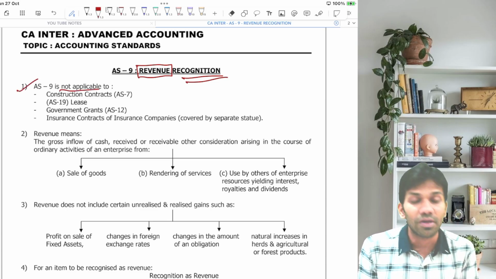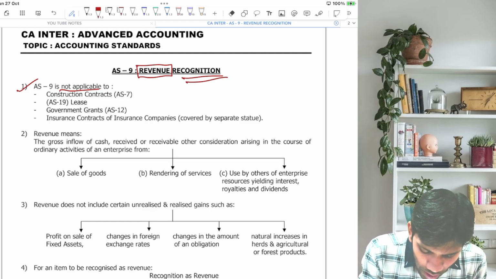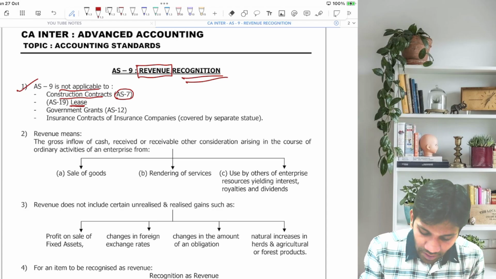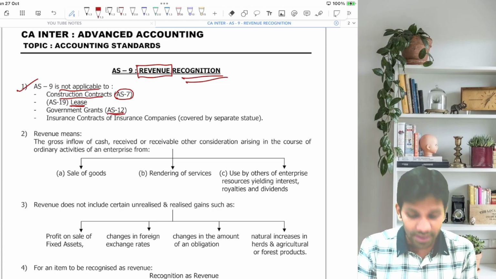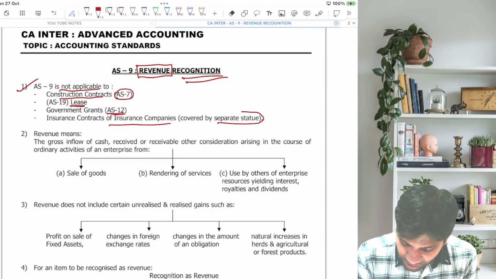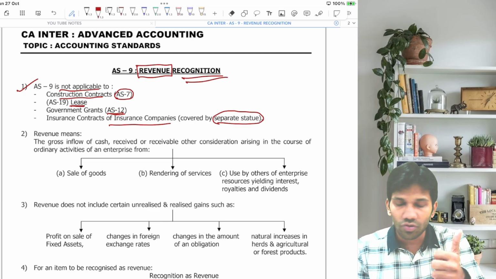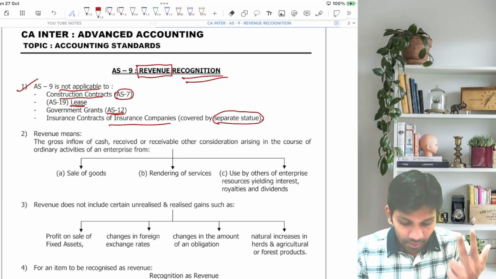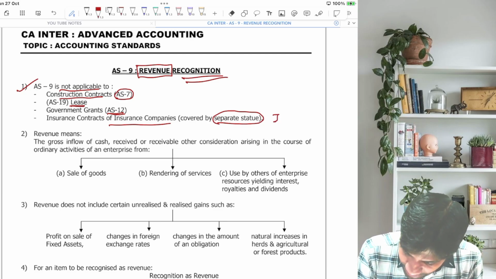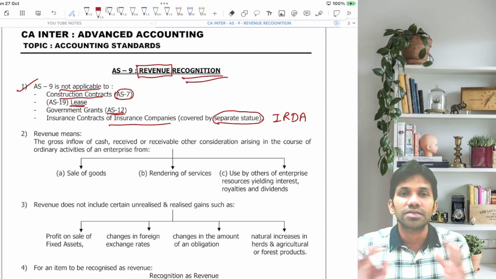AS-9 is not applicable, which means this is an exception, so these are not covered under AS-9. Who? Construction contracts, because a separate accounting standard covers them, AS-7. Lease accounting, AS-19. Government grants, AS-12, as we have earlier studied in my video. And insurance contracts of insurance companies, which are basically covered by a separate statute. Here the IRDA comes into the picture, the Insurance Regulatory and Development Authority. So for these, AS-9 does not apply.